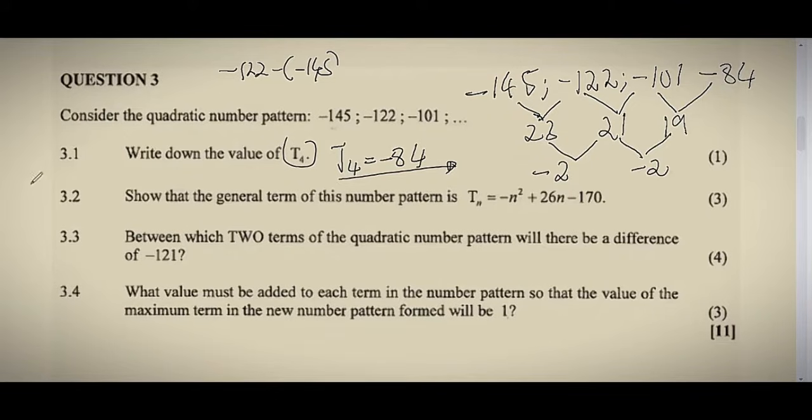Then 3.2 says, show that the general term of this number pattern is Tn is equal to -n squared plus 26n minus 178. So this one is a fairly simple question because they already gave you what it should look like. So the only thing that you are doing here is just proving that it would be like this. Now we know that the second difference should be equated to 2a, the first difference equated to 3a plus b, and then the term of the quadratic sequence a plus b plus c. Then once again, we take the first branch here.